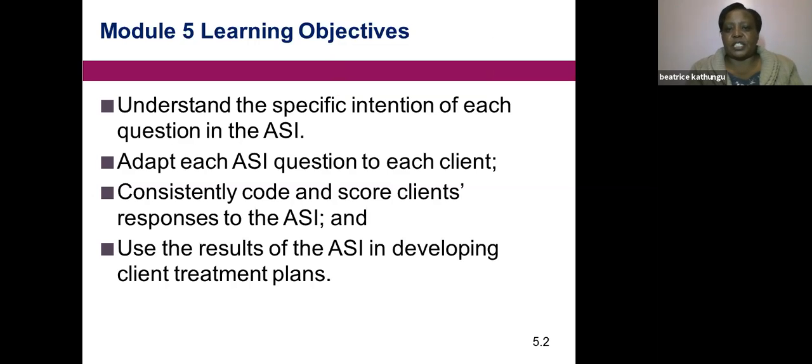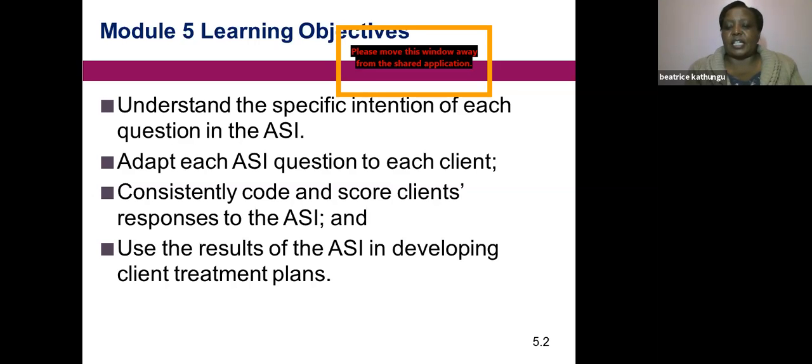So some of the objectives include the following. By the end of the class, we hope that you'll be able, and this is very important, to understand the specific intention of each question in the ASI. When we come to the tool, you're going to notice that sometimes the questions have certain intentions. So if you don't understand the intention of the question and you just take it at face value, then you might give the wrong information from the client.